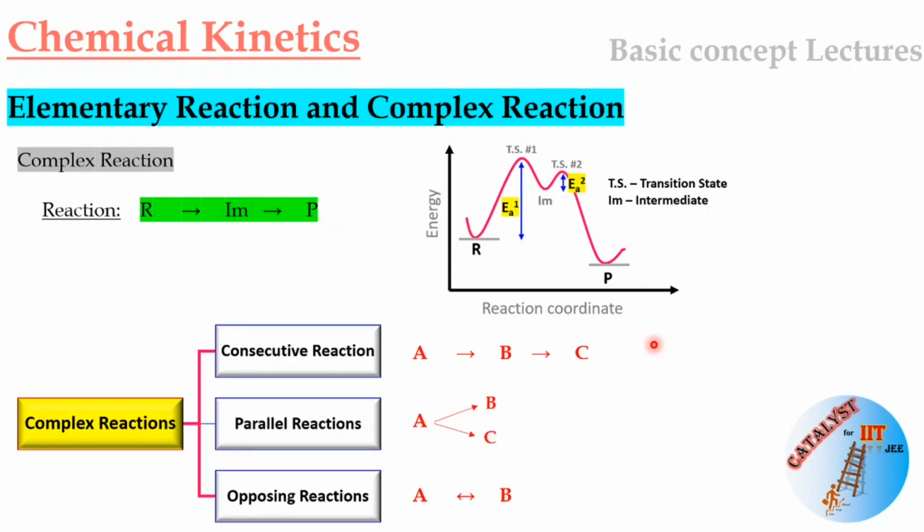Now complex reactions are of several types: consecutive reactions, parallel reactions, and opposing reactions. In the case of consecutive reactions, A is giving rise to B and then B is giving rise to the product C. For a parallel reaction, A is your starting material, and from A you get B and C simultaneously. For an opposing reaction, A is giving rise to B, and again B is coming back to form A. So this is called an opposing reaction. Okay, we will talk about these 3 reactions in detail in our advanced classes.